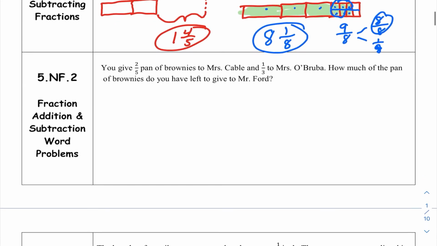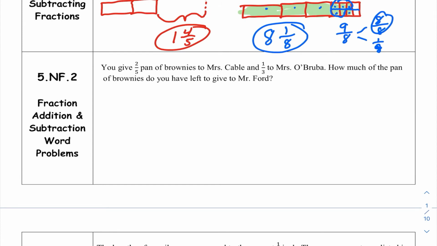5NF2, fraction addition and subtraction word problems. You give 2/5 pan of brownies to Mrs. Cable and 1/3 to Mrs. Abruba. How much of the pan of brownies do you have left to give to Mr. Ford? So there are many different ways to look at this.